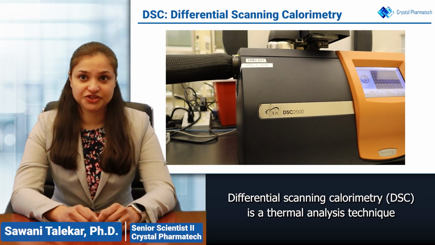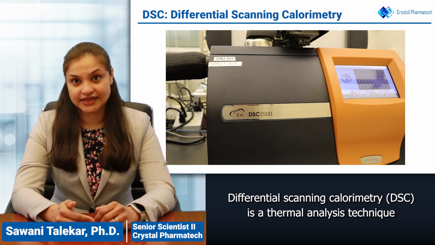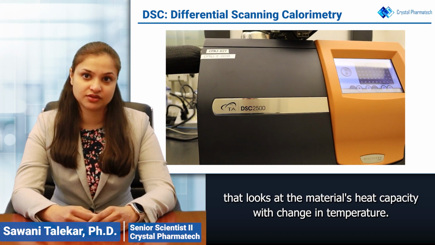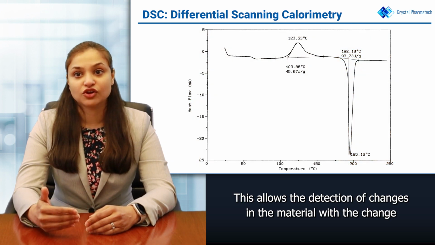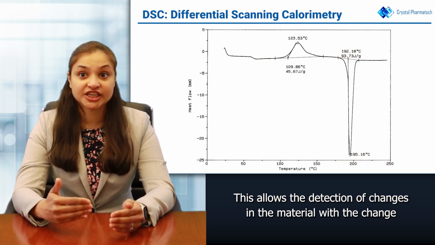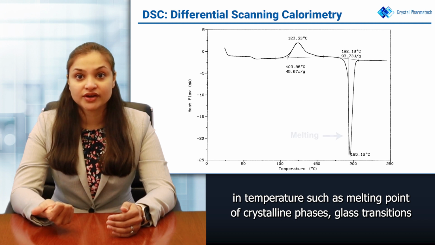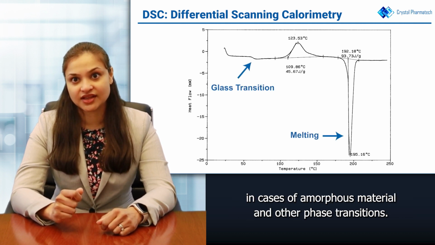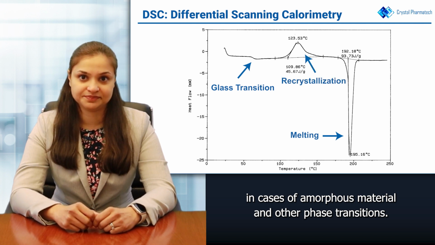Differential scanning calorimetry is a thermal analysis technique that looks at the material's heat capacity with change in temperature. This allows the detection of changes in the material with the change in temperature, such as melting point of crystalline phases, glass transitions in case of amorphous material, and other phase transitions.